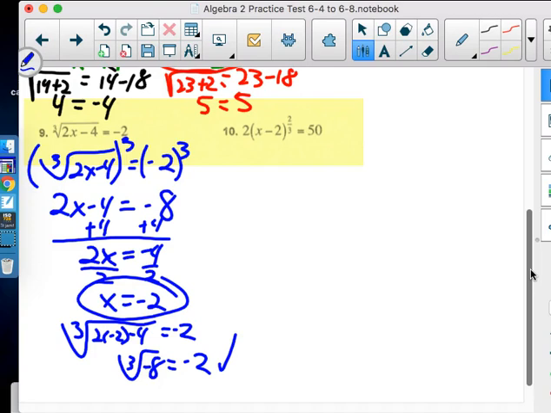Ideas? I can't do that yet. There's a nasty little 2 in the front. No, don't distribute. You can't do that. Remember, order of operations says you have to do powers first and then multiplication. I want the 2 gone. Divide both sides by 2. I don't want that there. It's making the problem harder. I don't need my problems harder.